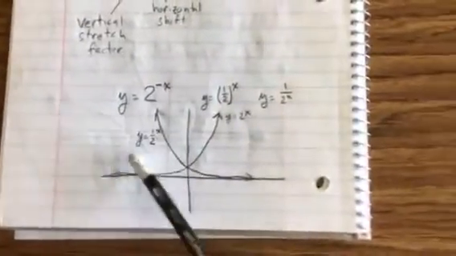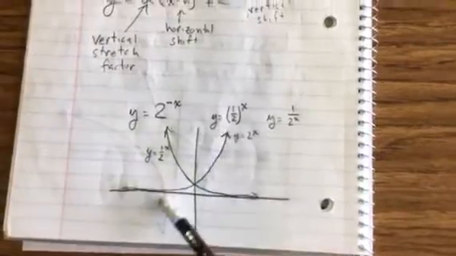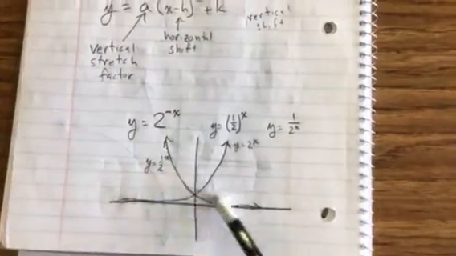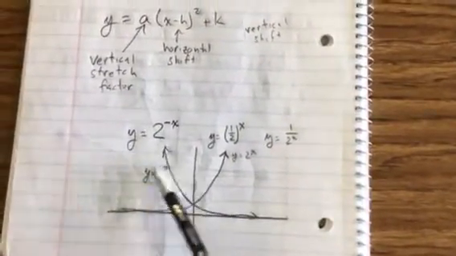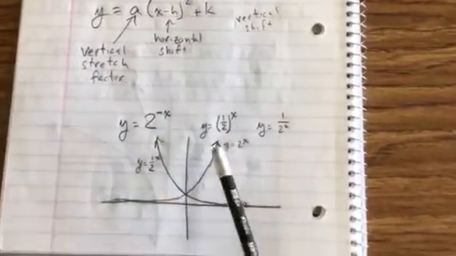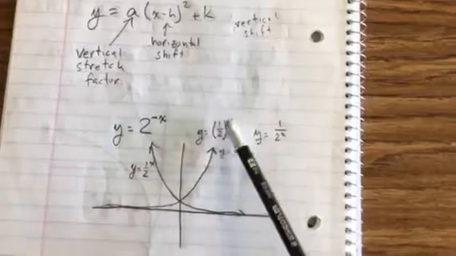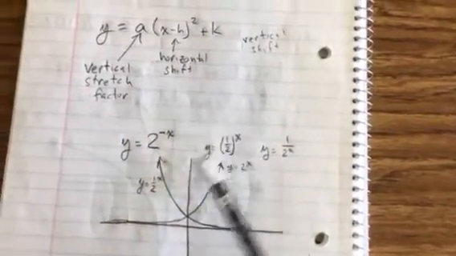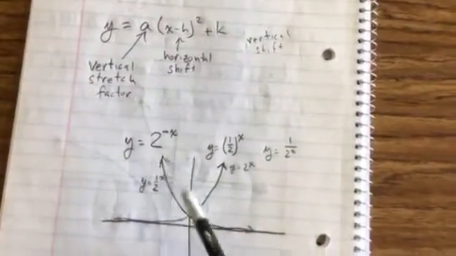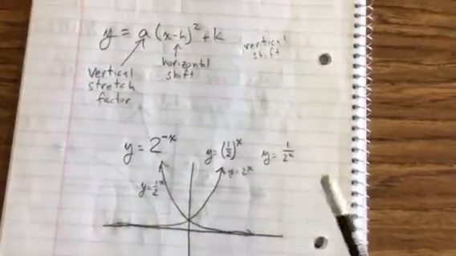Anyway, here's y equals 2 to the x over here, and here's y equals 2 to the negative x. 2 to the negative x is a reflection across the y-axis of 2 to the x. But 2 to the negative x is also the same as 1/2 to the x. So 1/2 to the x and 2 to the negative x are the same exact graph. Okay? Kind of interesting.